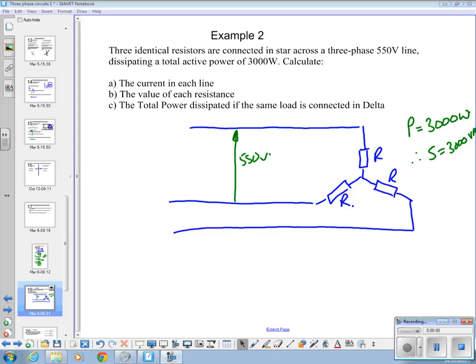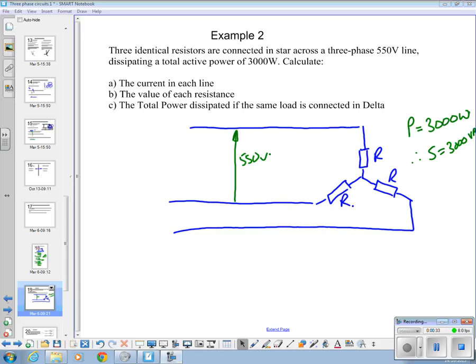Right, sample problem 2. Three identical resistors connected in star across a 3-phase 550 volt line, dissipating a total active power of 3000 watts. We're going to calculate the current in each line, the value of each resistance, and then we're going to look at the total power dissipated if the same load was connected in delta.